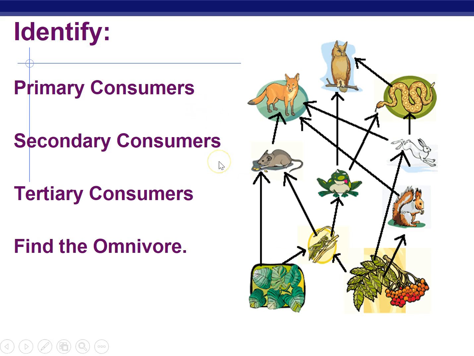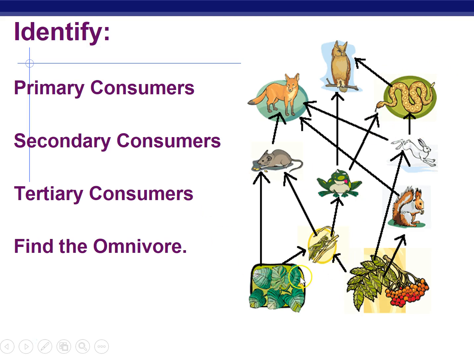So hopefully you've been able to go through an example. A producer would be the plants. Primary consumer, this grasshopper or this squirrel or this rabbit would all be considered primary consumers. Secondary consumer, we've got your frog. Let's see, who else would be a secondary? So we've got the fox, the fox again, and the snake.